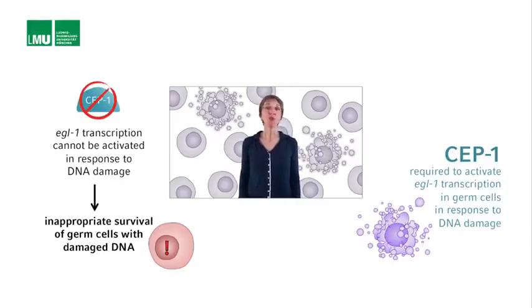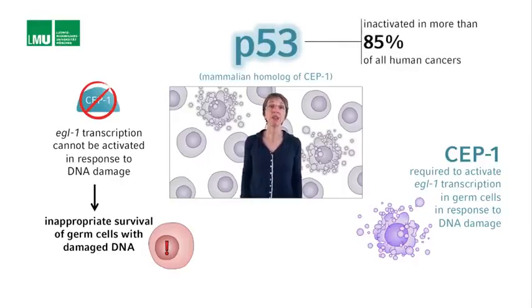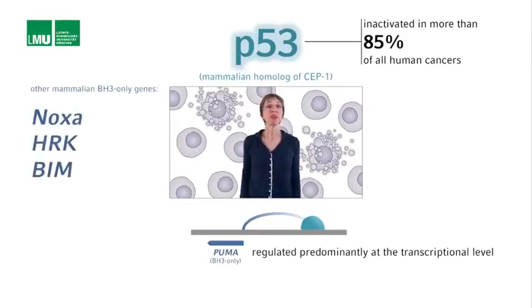The mammalian homologue of SEB1 is p53, an important tumor suppressor that is found inactivated in more than 85% of all human cancers. One important target of p53 is the BH3-only gene PUMA, which demonstrates the importance of being able to eliminate damaged cells in response to insults, such as DNA damage. Like in the case of C. elegans AGO1, the activity of the mammalian BH3-only gene PUMA is regulated predominantly at the transcriptional level. Other mammalian BH3-only genes that are transcriptionally regulated are NOXA, HRK, and BIM.